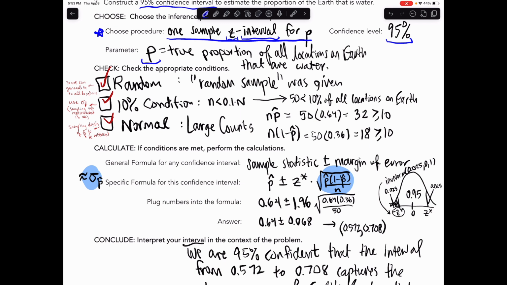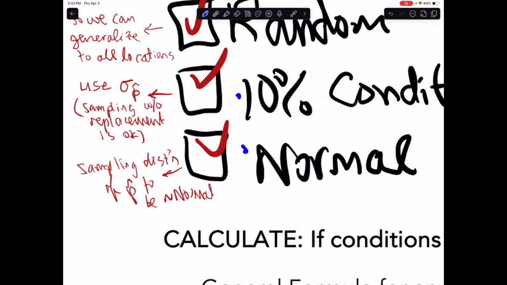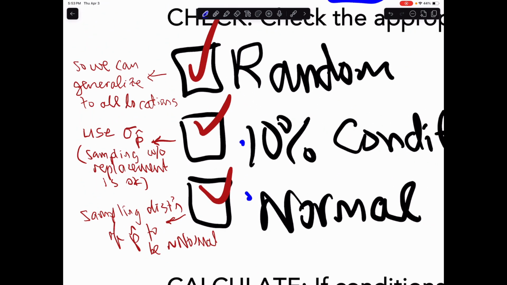Conditions. There are conditions to check, and we'll go over those in just a moment, but it's random, 10%, and normal. These two come from chapter 7. They're the same, except now we have to use P hat because we don't know P. We're trying to estimate P. So we checked out there. Those were bigger than 10. So the sampling distribution of P hat is approximately normal.